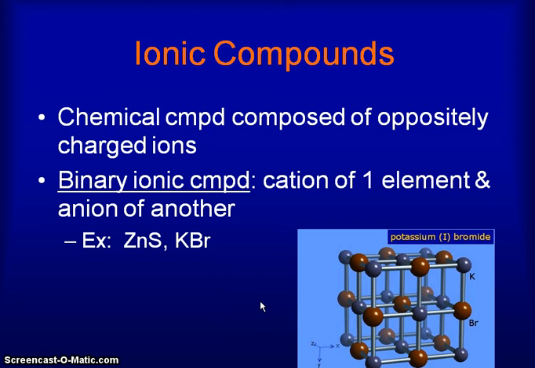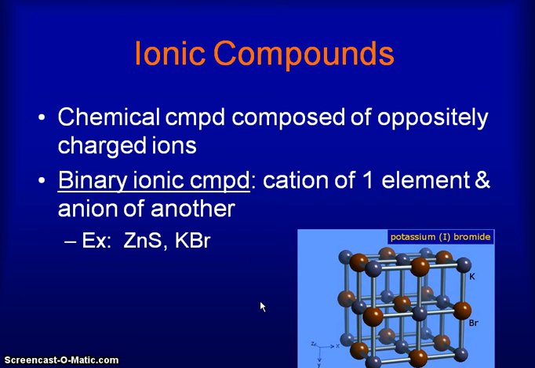Ionic compounds are just going to be a combination of elements that have opposite charges. So you're going to have a metal that is a positive ion combining with a nonmetal or negative ion. So the metal will transfer its electrons from the metal itself to the nonmetal.